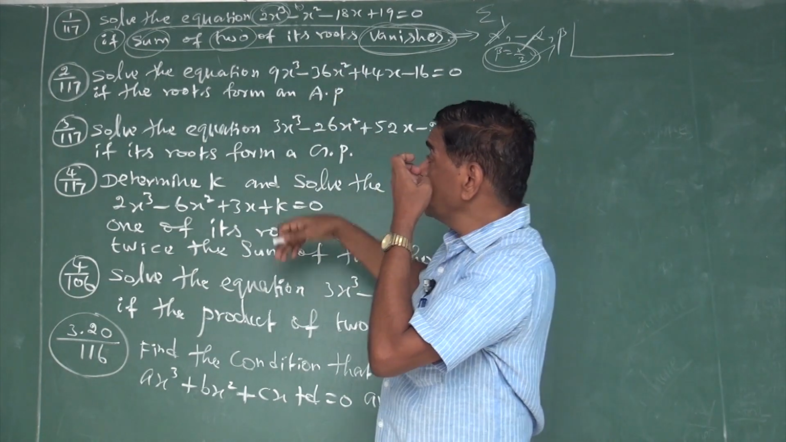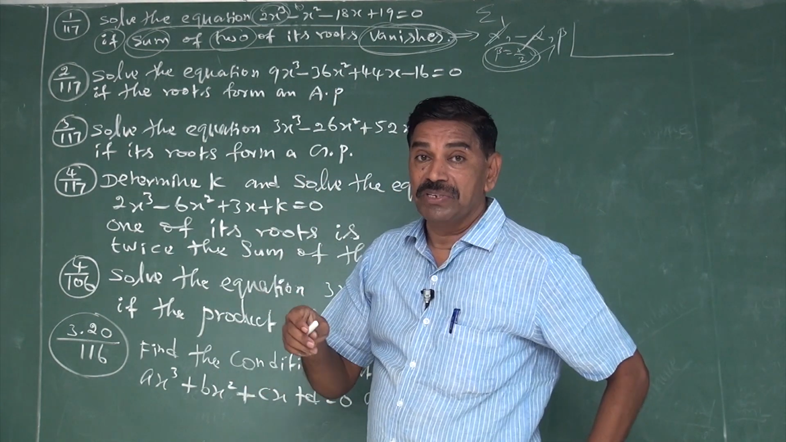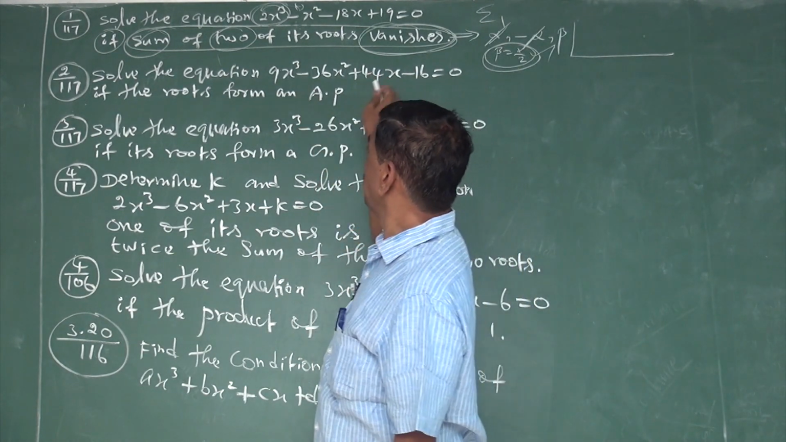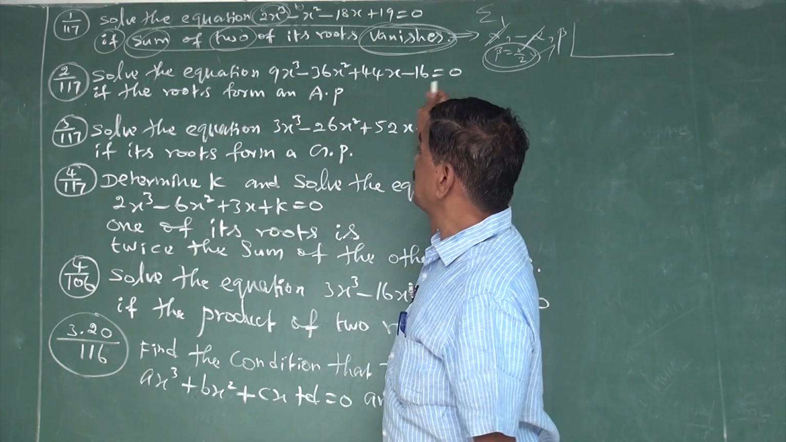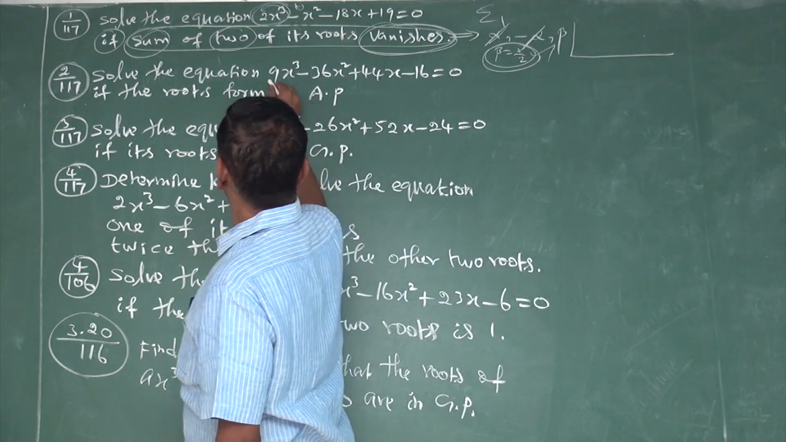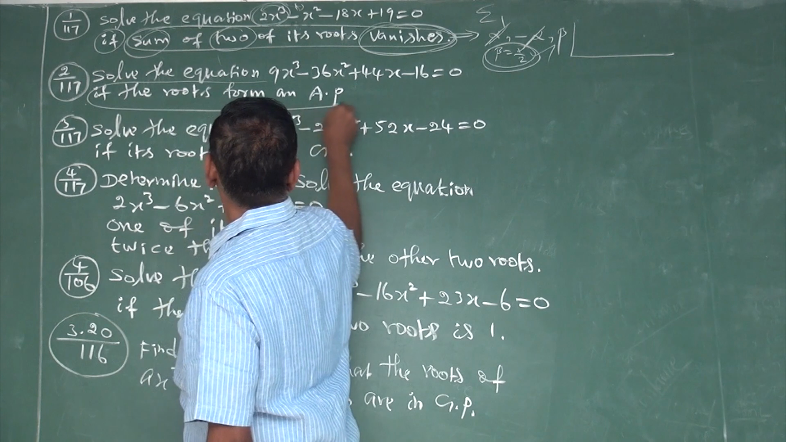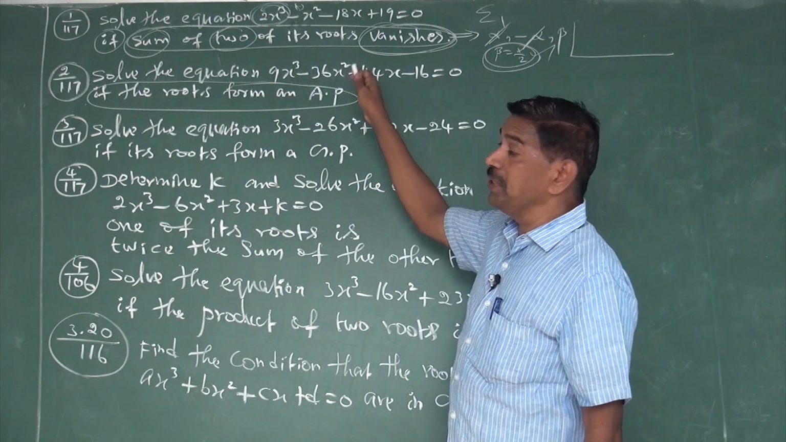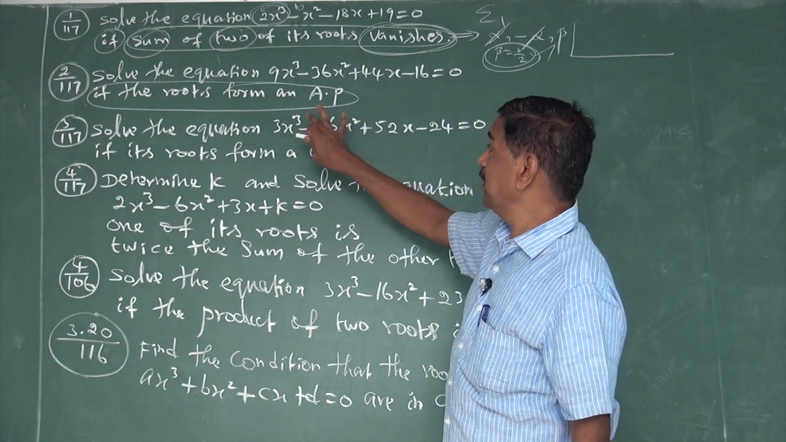See, these 5 questions are of the same model: cubic equations in a conditional cubic equations class. Okay, come to the next question. Solve the cubic equation if the roots form an AP. If the roots form an AP, that's all. Here, solve the cubic equation if the roots form an AP.